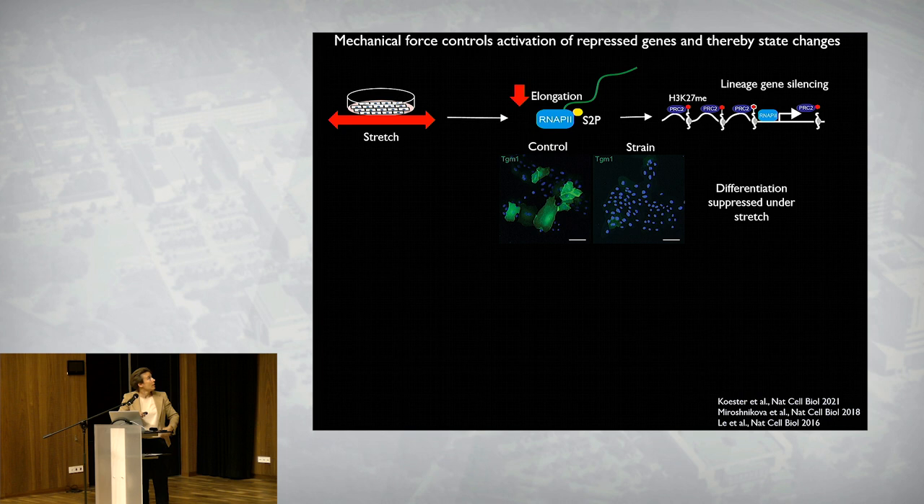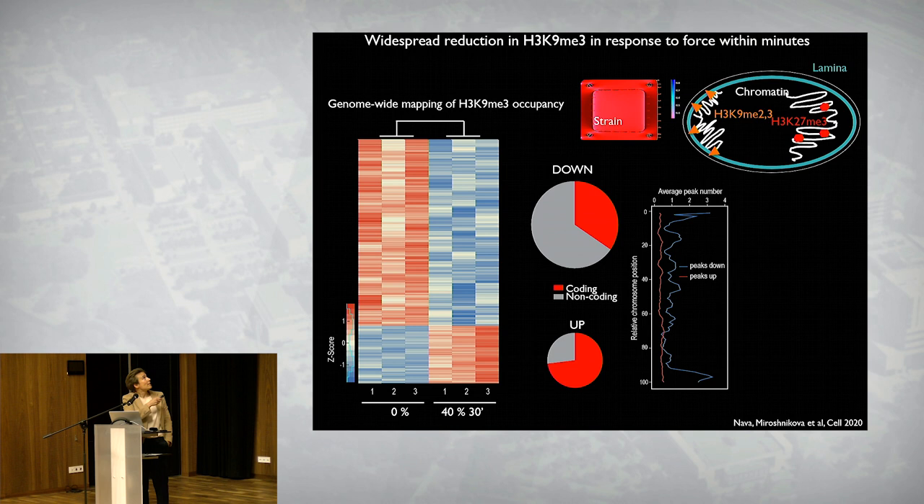And what we noticed was that when we do this cyclic stretching for 30 minutes, we see an increase in the K27, but we see a decrease in the K9 occupancy. And what was interesting, we did some ChIP sequencing, so we looked genome-wide where this decrease is happening. And indeed, we see that most of the downregulated peaks are happening at the non-coding areas, versus these few peaks that are upregulated upon stretching, which are actually enriched at coding elements.